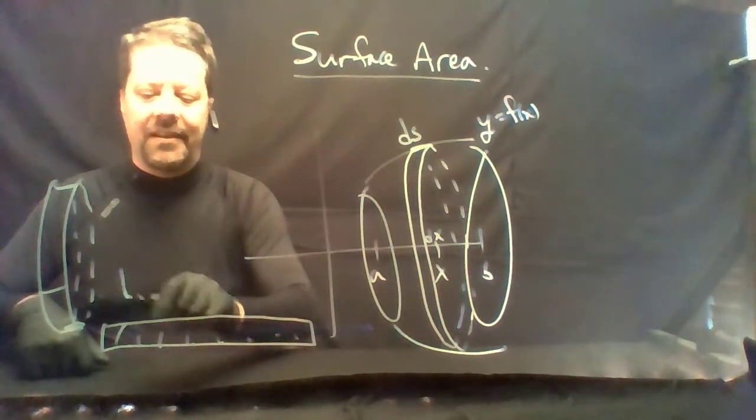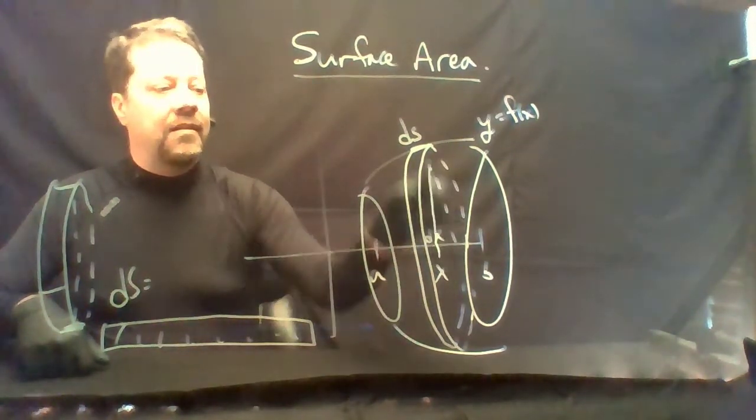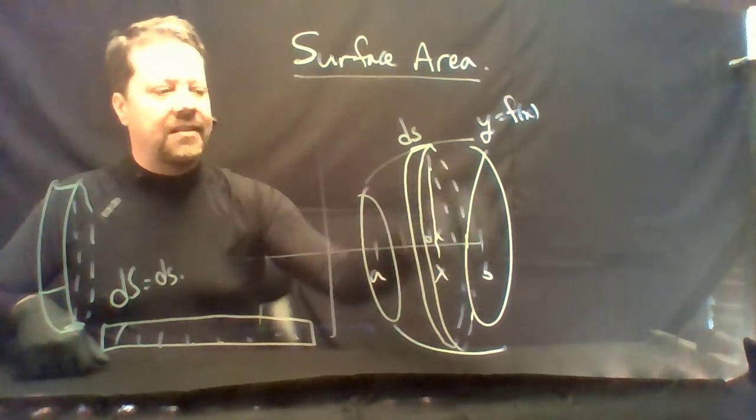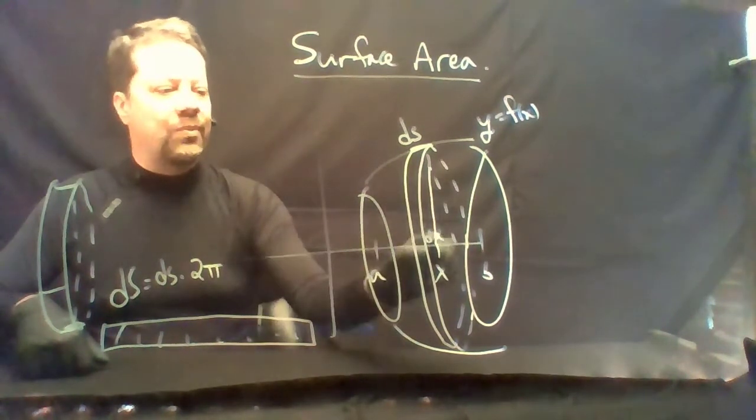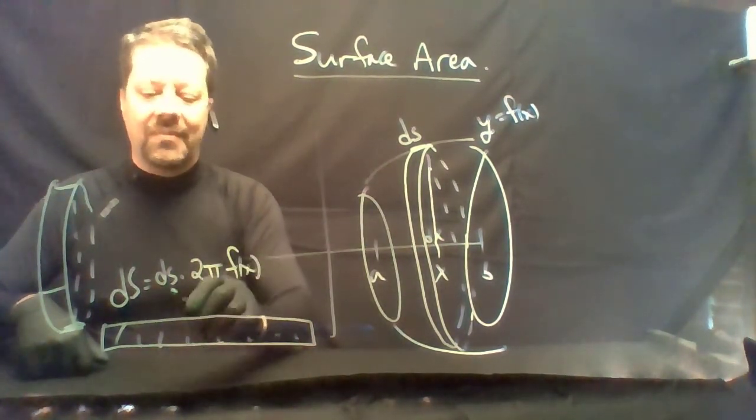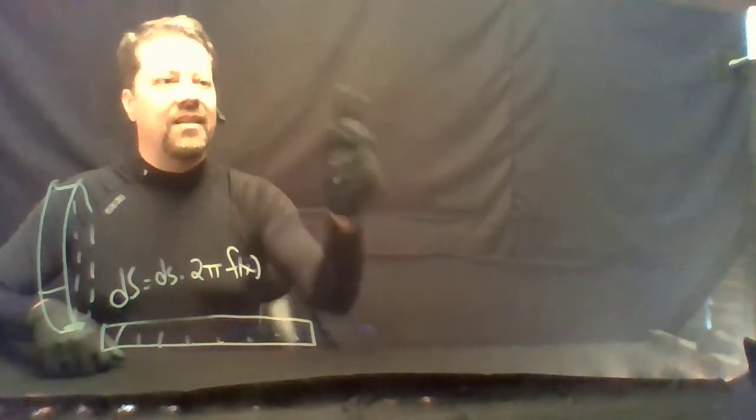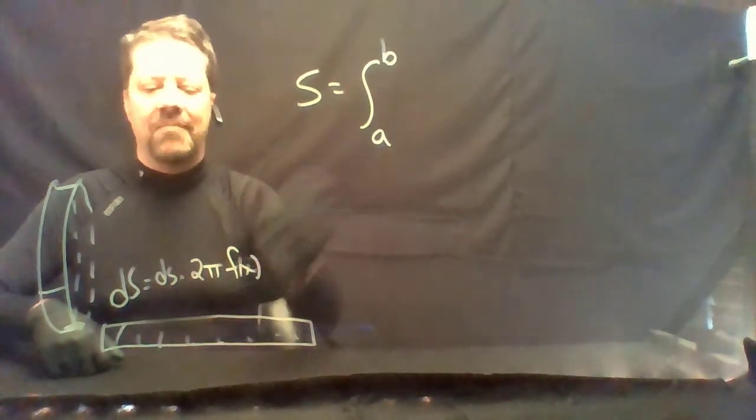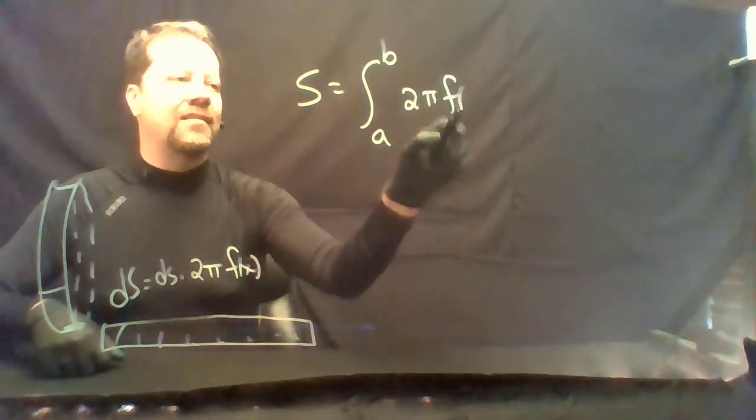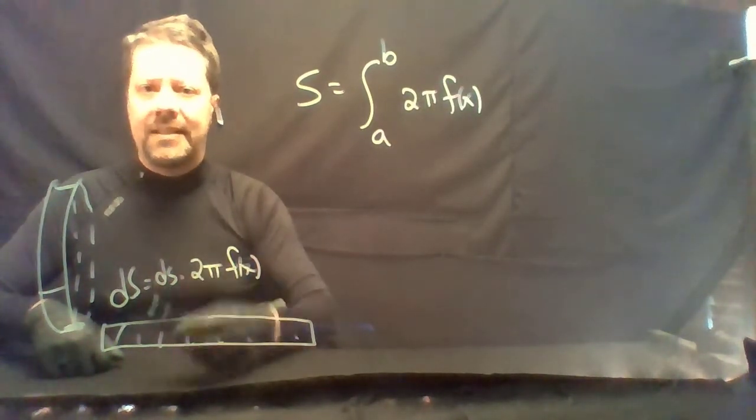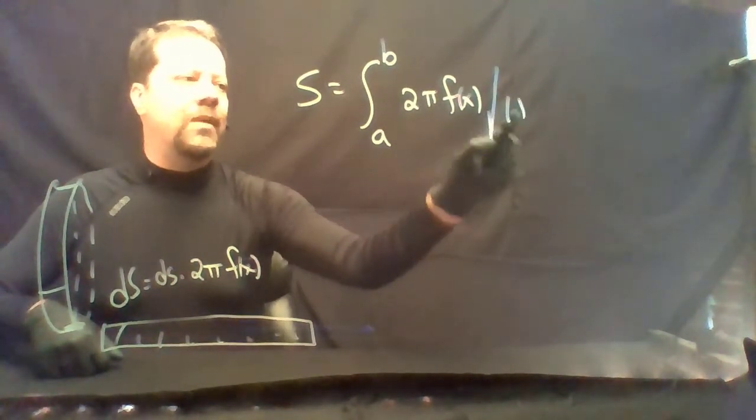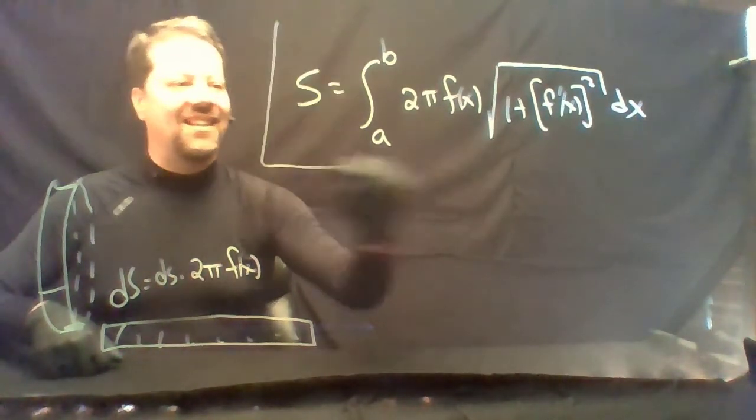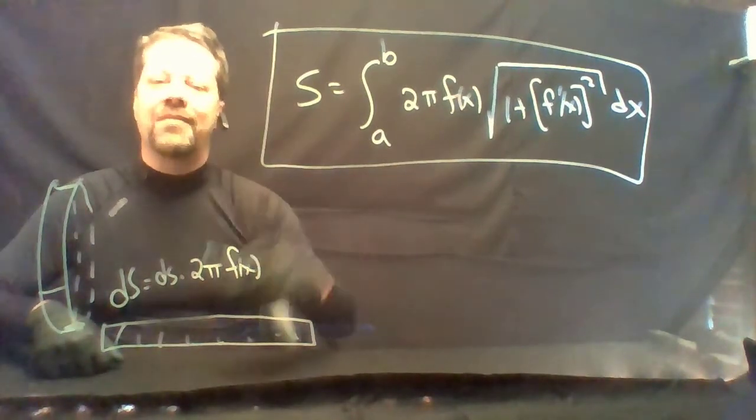The element of surface area then will be the width, ds, times the length of this whole thing. The length is the circumference, which is 2 pi times the radius, which is f of x. Now ds is that arc length. The surface area then will be found by integrating the element of arc length from a to b. It's 2 pi f of x times this ds. ds was the element of arc length. That's the square root of 1 plus f prime of x squared dx. And that's the formula for the surface area of the surface of revolution.